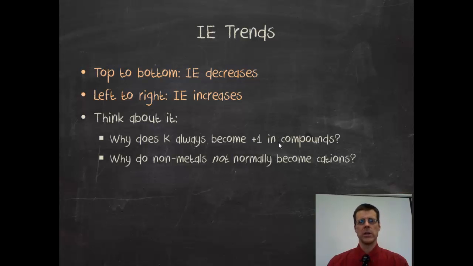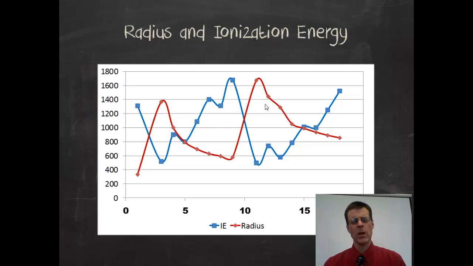Ionization energy is the atom losing an electron. So I could take an electron away from anything, including a nonmetal, but that generally doesn't happen. Why not? You can think about that and be able to answer it in terms of ionization energy. If you were to compare radius and ionization energy, you'd see that generally speaking, as one goes up, the other goes down. Too easy.